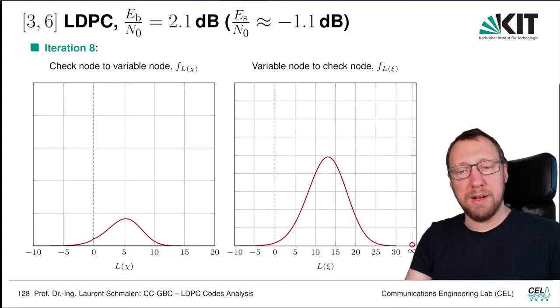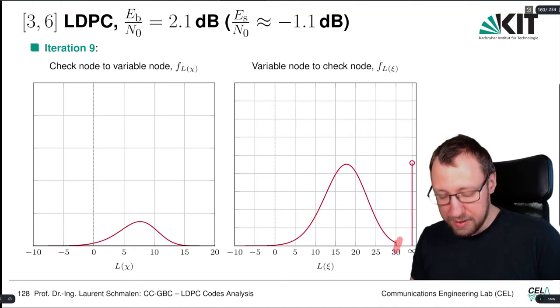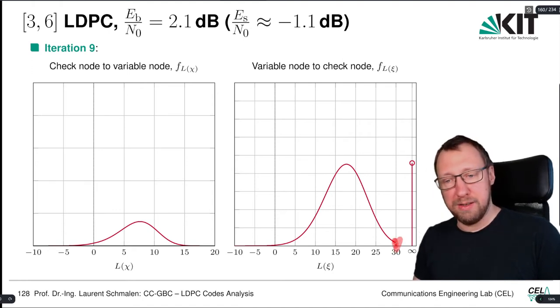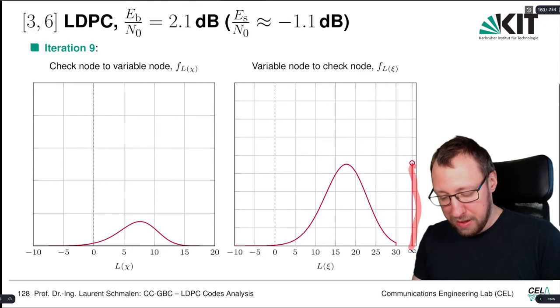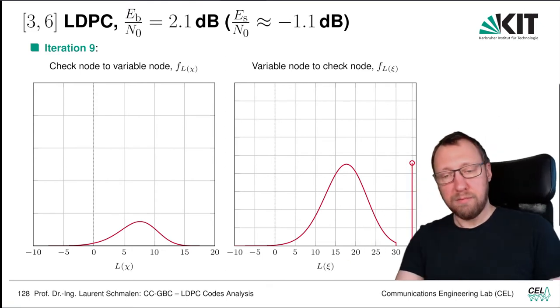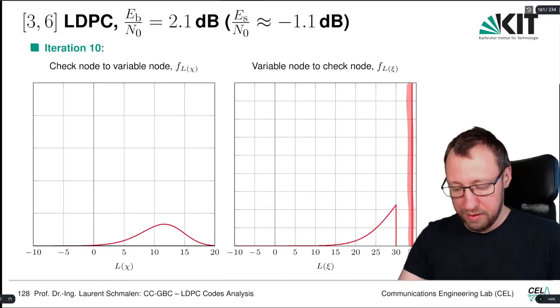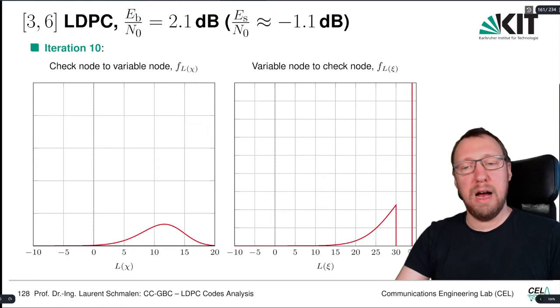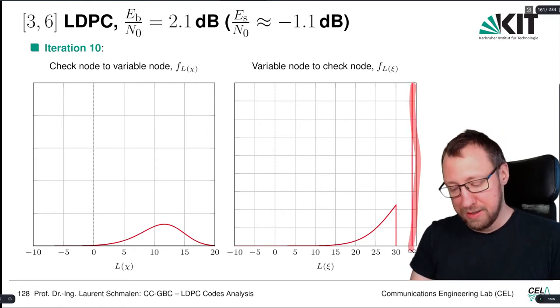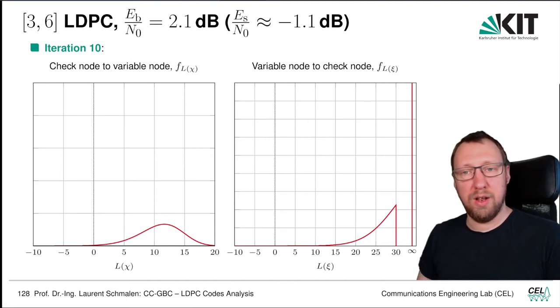So now let's take a look after 9 iterations. So now after 9 iterations, now we start truncating a little bit more here, as you can see, and the direct pulse at plus infinity gets higher. And after 10 iterations, it's also already very high. And essentially everything is at plus infinity or log-likelihood ratio larger than 30.